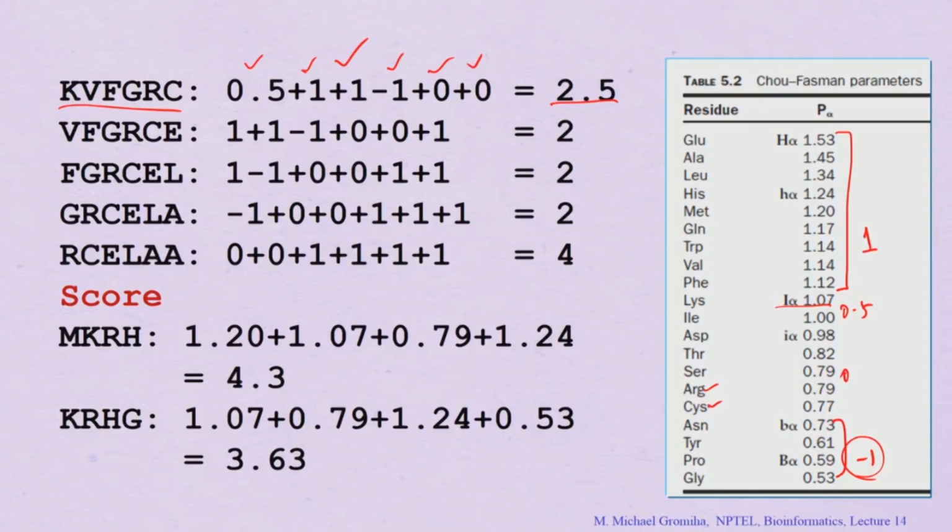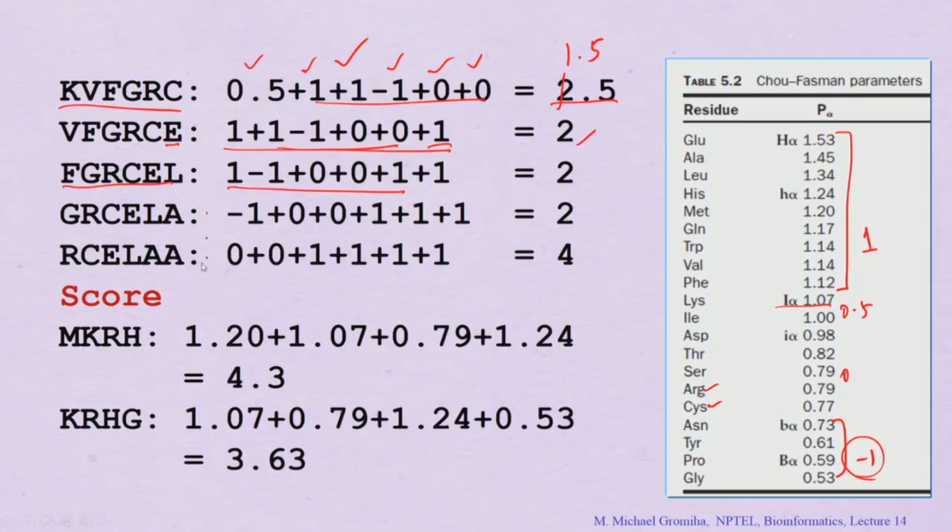Go to the next segment. Here these numbers are the same, and the last one is E, that is equal to 1. In this case, if you add, this equals 1.5, right, this will be 2. Now, the third one: these are the same, and the last one is L, leucine, this equals 1, this equals 2 again.